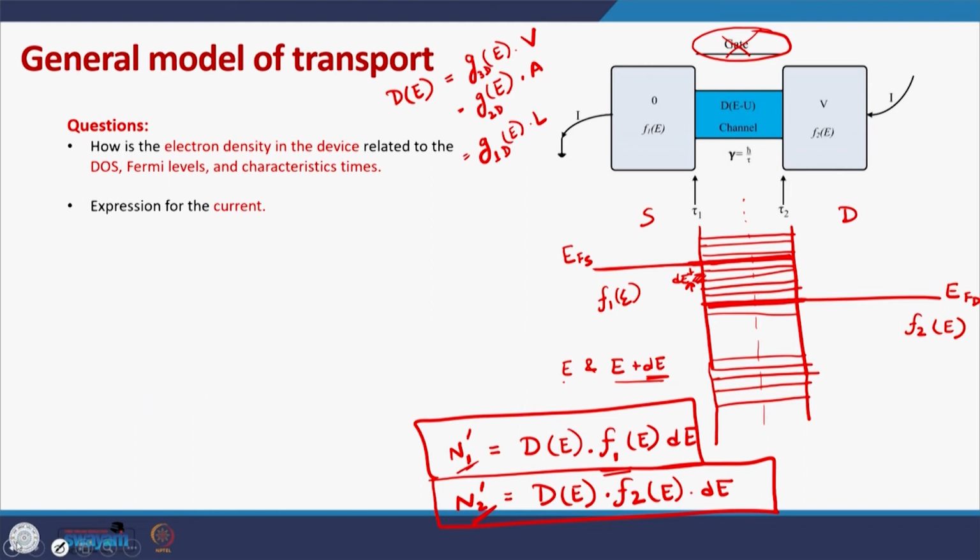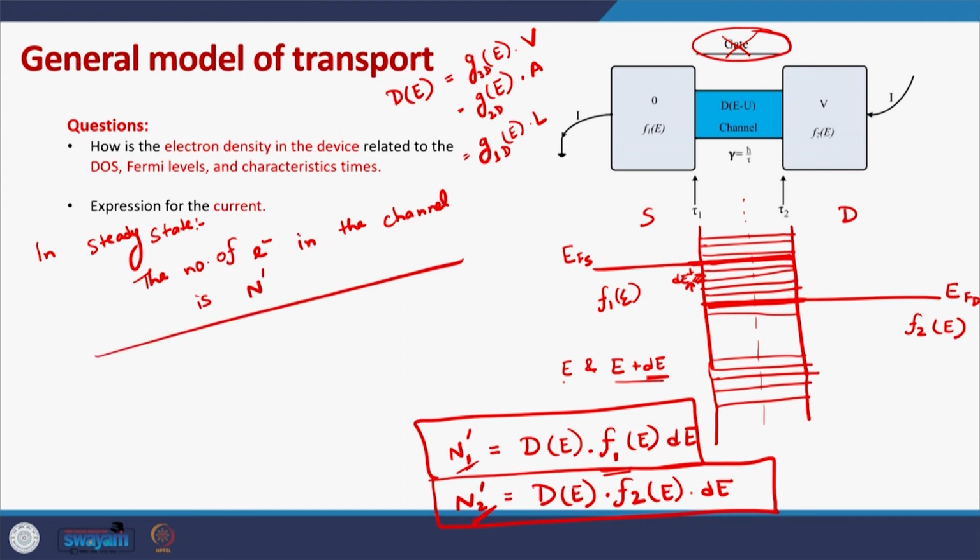in steady state the number of electrons in the channel is N prime.